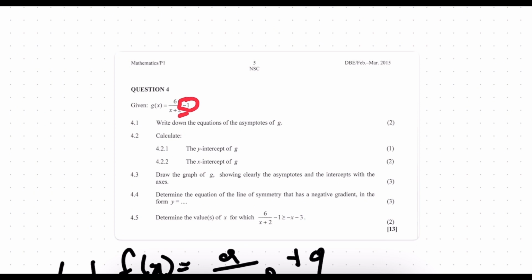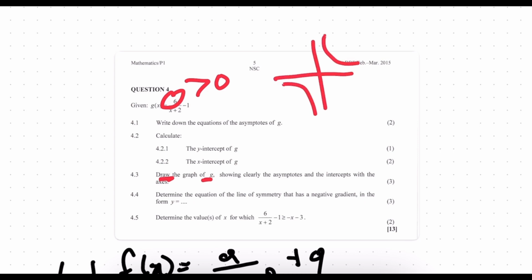They are saying draw the graph of g, clearly showing the asymptotes and intercepts with the x's. In this instance, let's maybe erase this so you'll be able to note this. You know that your a is greater than 0, so your graph is somewhere in these quadrants. Now it's a matter of determining which asymptote is which, and then plotting those intercepts, with the x's. Okay, let's go down and plot our graph.